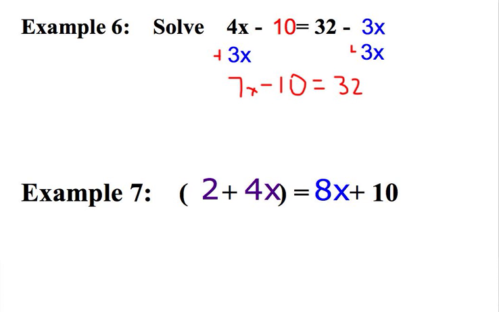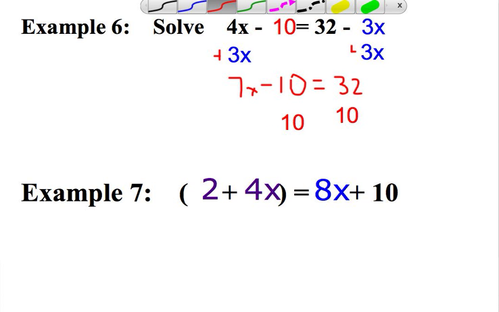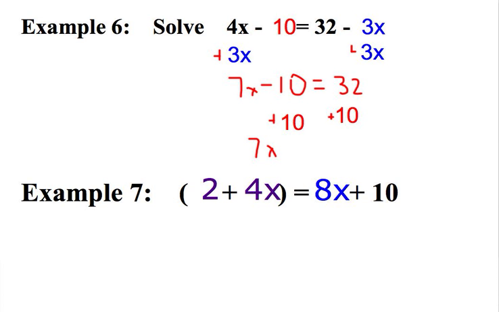So 7x minus 10 equals 32. Still about where I was the last time. I need to do the opposite of subtracting 10, which would be adding 10. So if I add 10 to both sides, and I'd like to put a plus on there or a minus, if you don't mind, please do that also, so that you're not getting confused on what operation you're using. So now I'm left with 7x on the left-hand side, and 42 on the right-hand side.